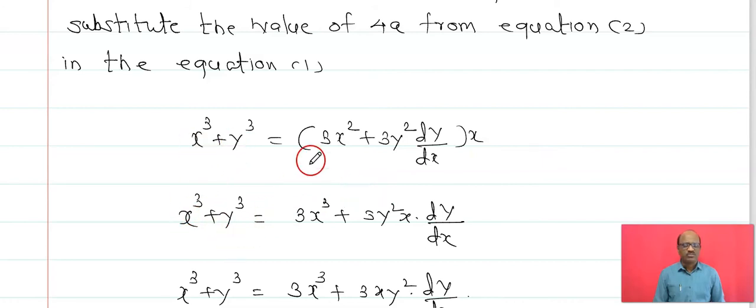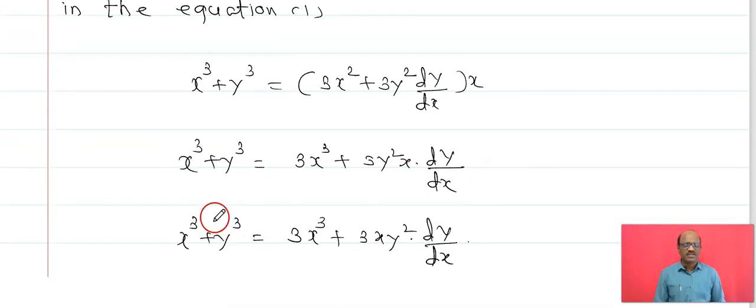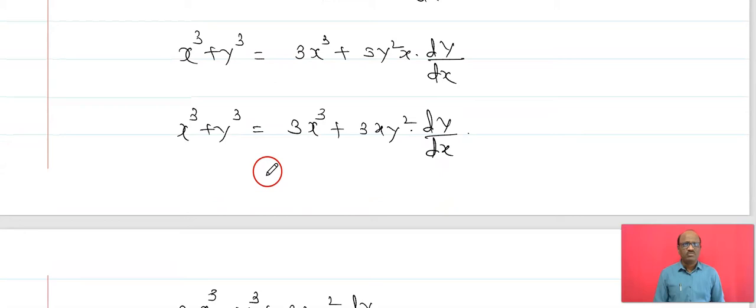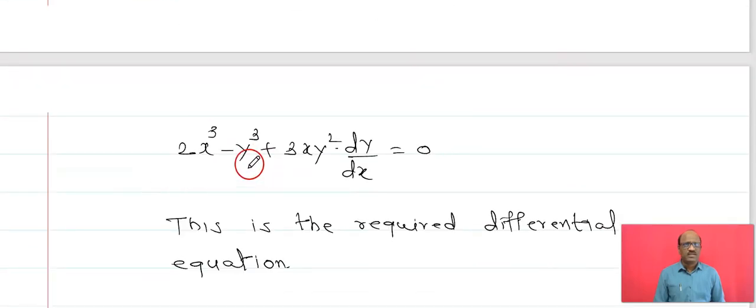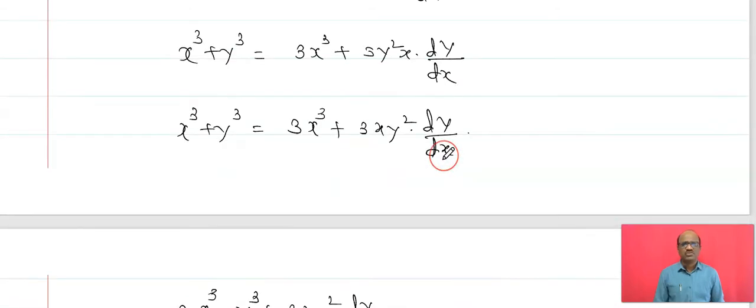Then what you will get? x cube plus y cube equals 3x square plus 3y square x into dy by dx. Therefore x cube plus y cube equals 3x cube plus 3x square, 3xy square into dy by dx. Now from this equation you will get 2x cube minus y cube plus 3xy square into dy by dx equals 0.